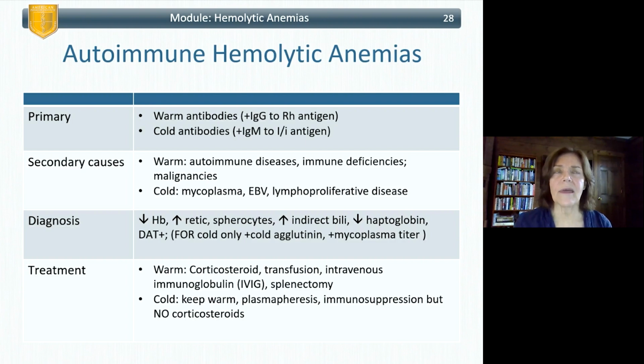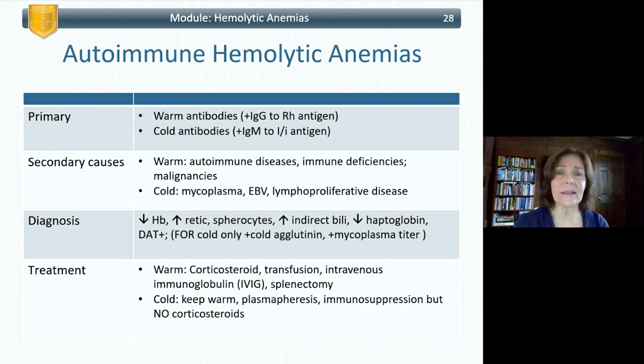Please remember that direct antiglobulin test used to be called Coombs, C-O-O-M-B-S. For cold antibodies, you might also find a positive cold agglutinin test and positive mycoplasma titers. Please consider talking to your blood bank or hematologist about obtaining these tests. Treatment for warm antibodies is usually corticosteroids, and it's a high dose with a slow taper over several weeks to even a month or two.